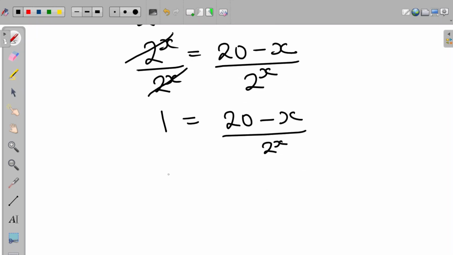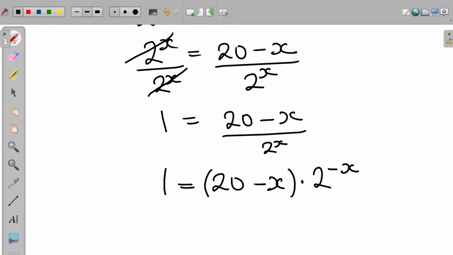I can also express the right-hand side as 1 is equal to 20 minus x, all enclosed in a bracket, multiplied by 2 to the power of negative x. At this point, I can have that 1 is equal to minus x plus 20 multiplied by 2 to the power of negative x.